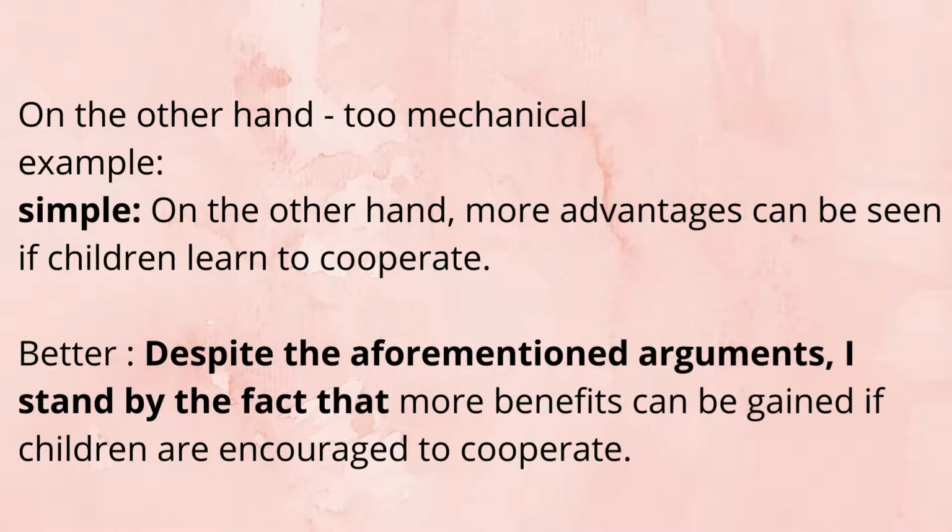Now, what else? Most of the time, when students write their body 2 or second body paragraph, they would write on the other hand. Now, I would discourage you to use this because what is the reason? Again, this is too mechanical. For example, on the other hand, more advantages can be seen if children learn to cooperate. That's quite simple, right? That's too mechanical. This would be a lot better.